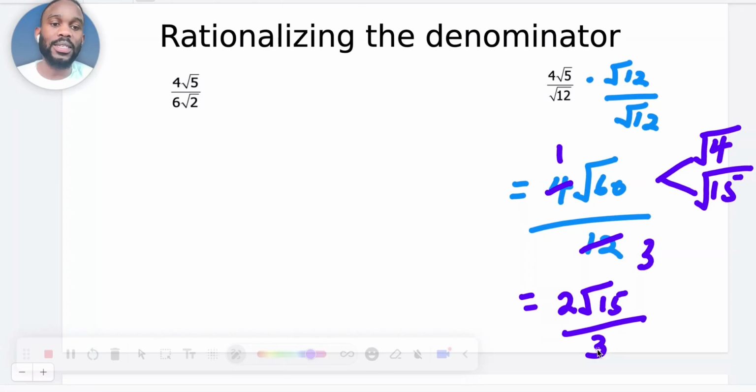Now, guys, don't make the mistake of dividing 15 by 3. Why? Because 15 is under a root, 3 is not. So they cannot really reduce each other. So this will be your final answer.